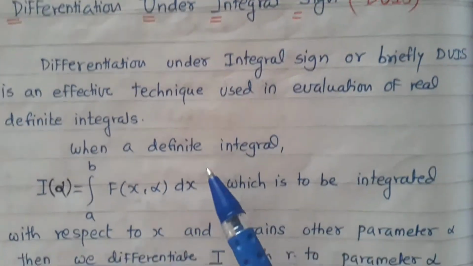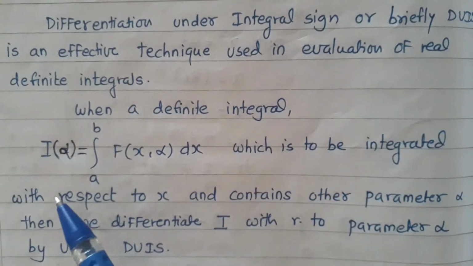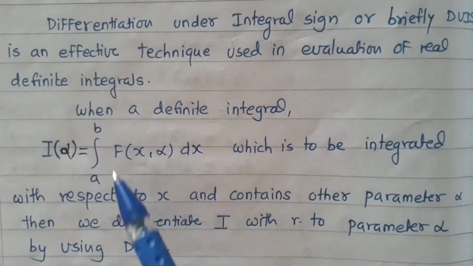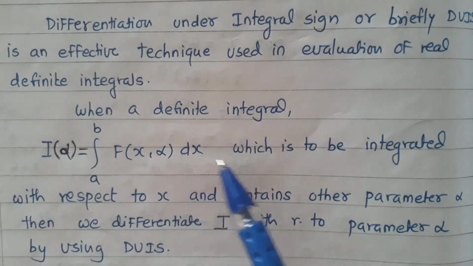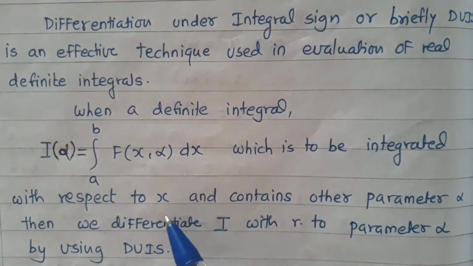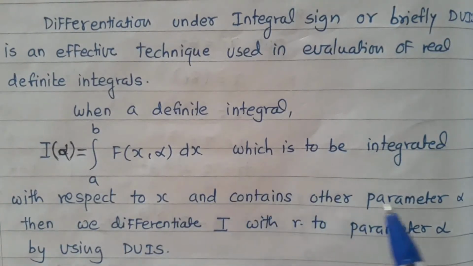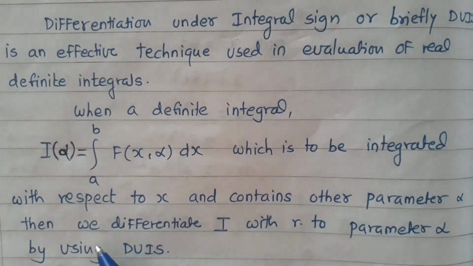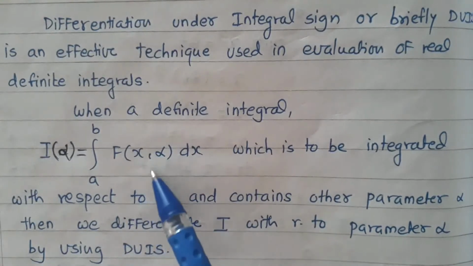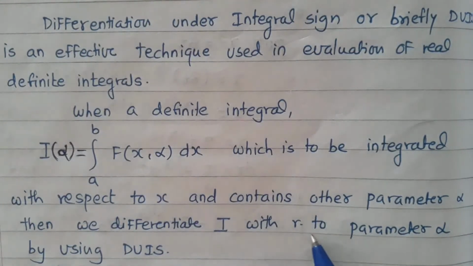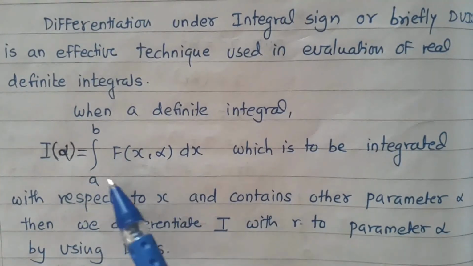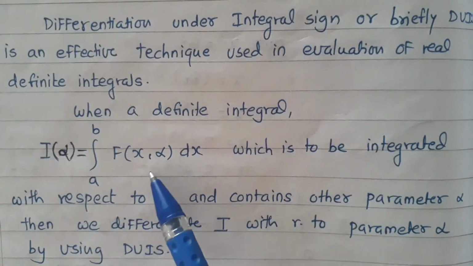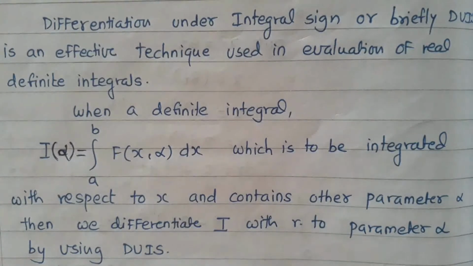When we have an integral of the form I of alpha is equal to integral of a to b f of x, alpha dx, which is to be integrated with respect to x and contains the parameter alpha, then we differentiate this integral with respect to the parameter alpha using DUIS. So you can evaluate the value of such types of integrals by using the technique DUIS.